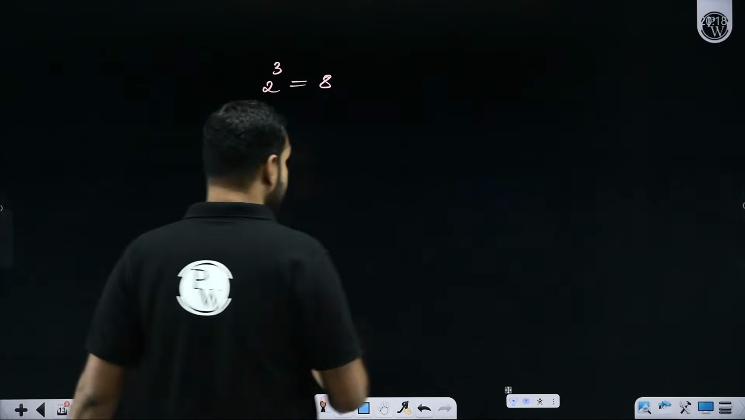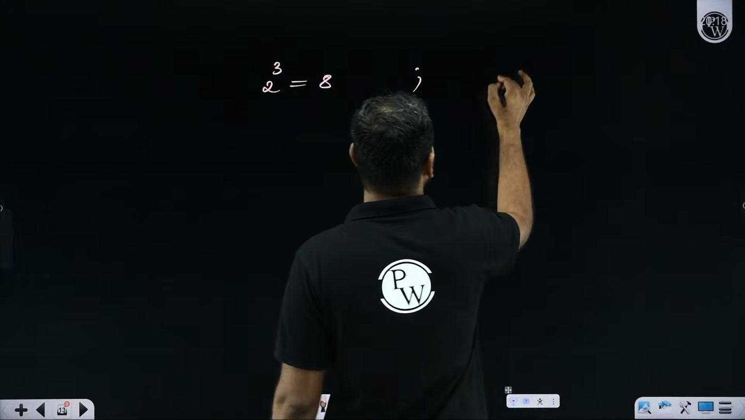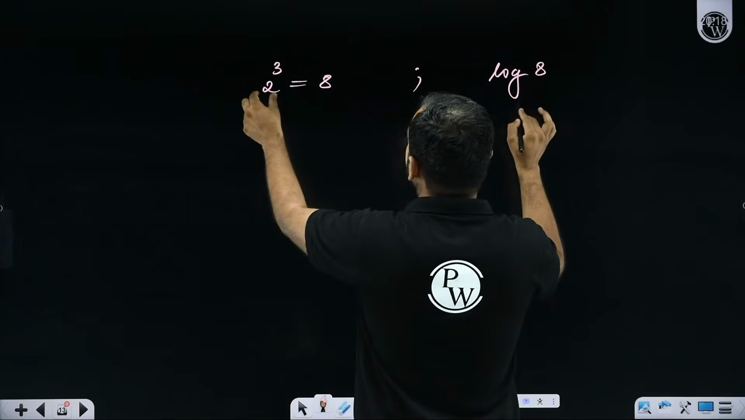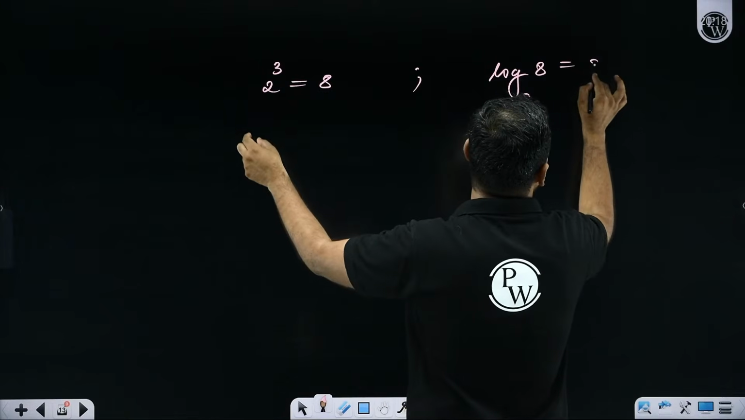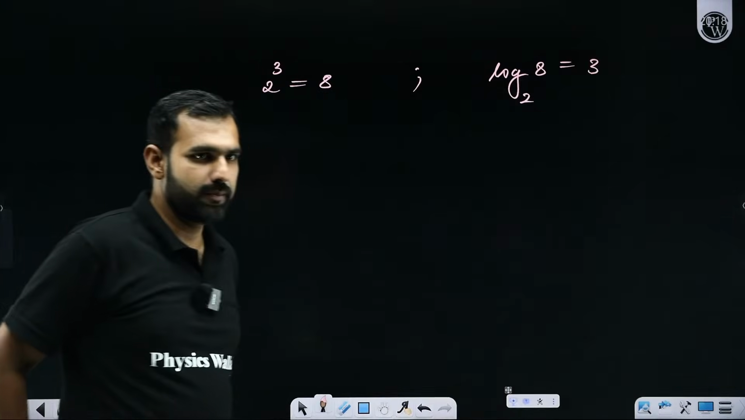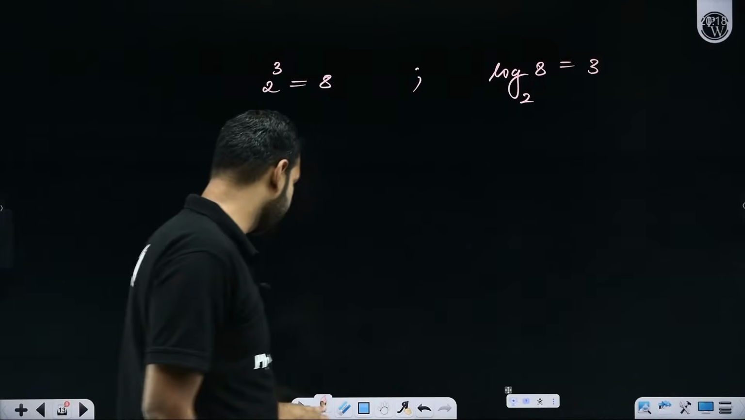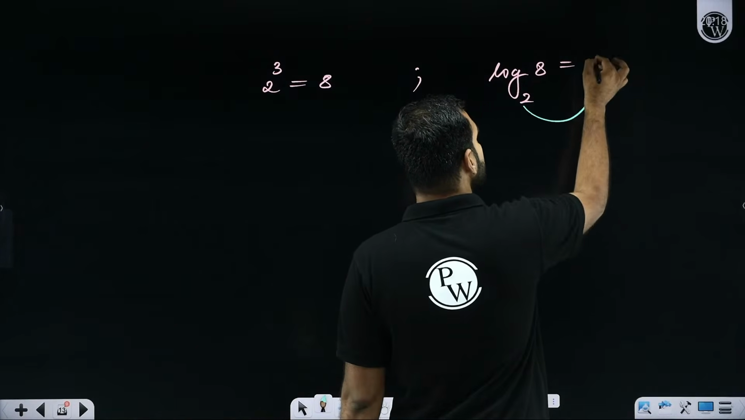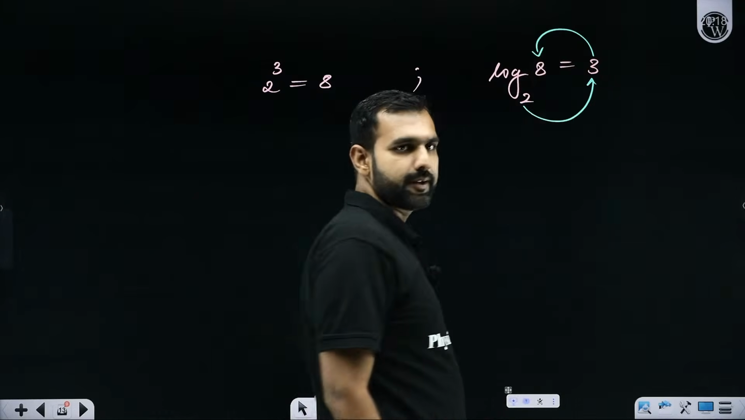But if this exponent were to be written in the form of logarithm, I'll write it as log of 8 at base 2 is 3. I hope you understand logarithm. From exponents, how do we reach it? I hope you understand that. It means that this base 2 raised to the power 3 will result into 8.